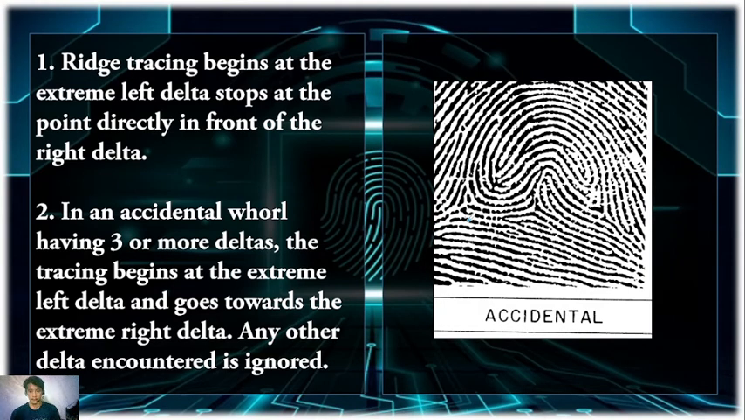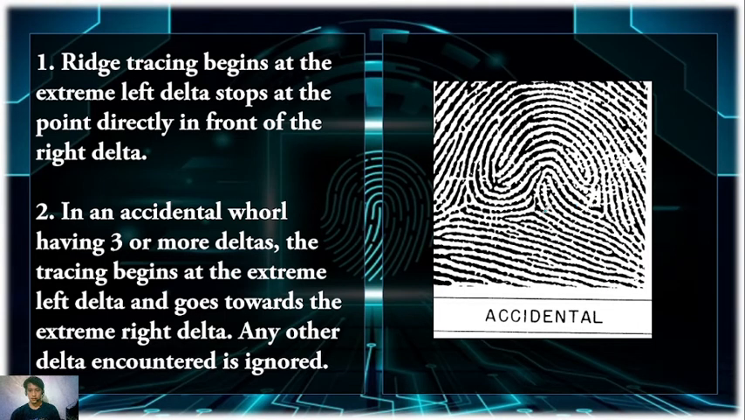Di ba? So now we are going to have accidental whirl. Sabi nga natin, accidental whirl, it could have or it might have 2 or more deltas. Okay, so in an accidental whirl having 3 or more deltas, ang gagawin natin, the tracing begins at the extreme left delta, still general rule pa rin, and goes towards the extreme right delta, and then we are going to ignore the other deltas.